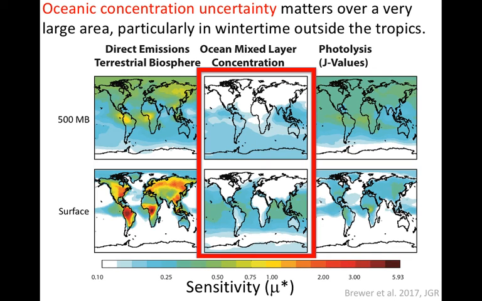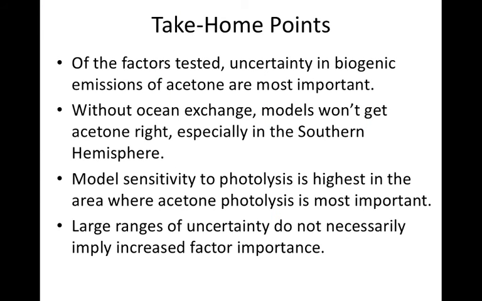So all of this goes together to get to the big take-home points, which is, 1, biogenic acetone is the most important thing that we should try to reduce uncertainty in. 2, without ocean exchange, the models won't get acetone right, especially in the southern hemisphere. 3, the model's really sensitive to photolysis where it matters. And 4, a more general point about sensitivity analysis, a big range of uncertainty does not necessarily imply a big factor importance.